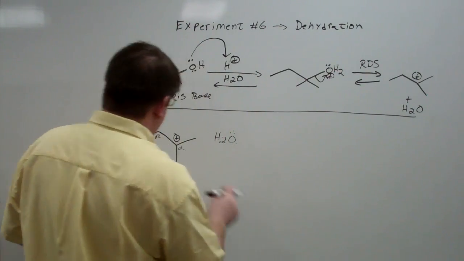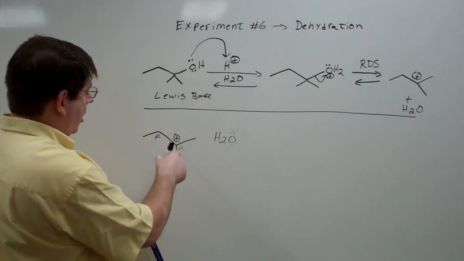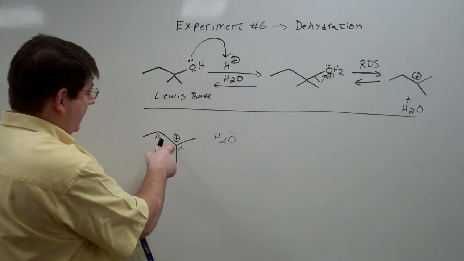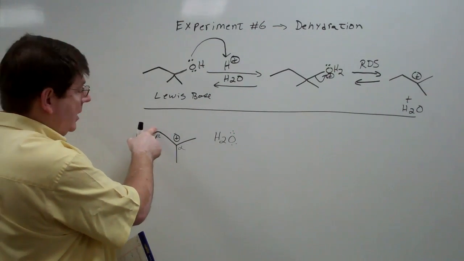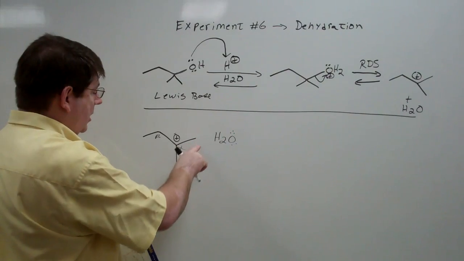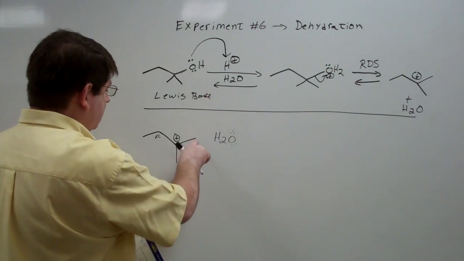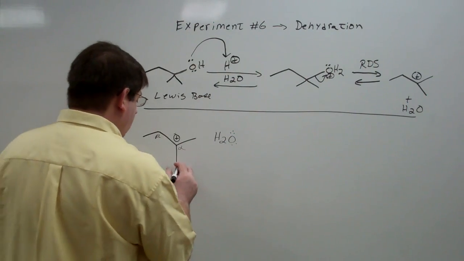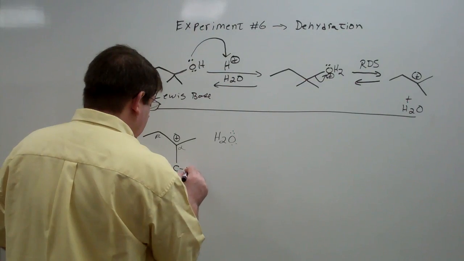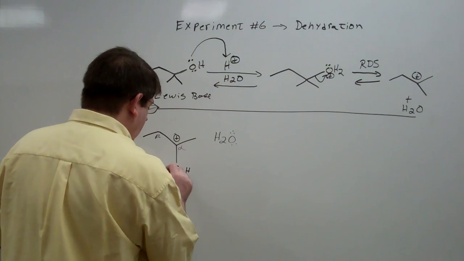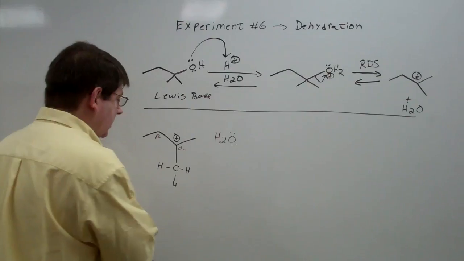Notice there are more than one beta carbon on this carbocation. This, of course, being the alpha carbon, we can have a beta carbon here, but we also have a beta carbon here and here, these two being the same type of carbon. So we'll just pick one of them, and I'm going to expand it out so you can see what's going on a little bit, and I'm going to draw the hydrogens in.